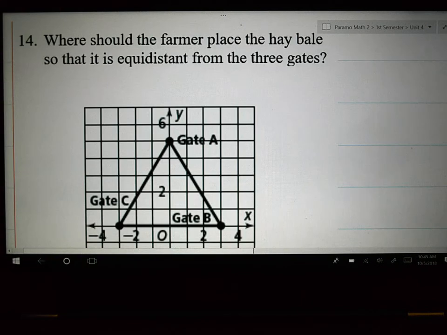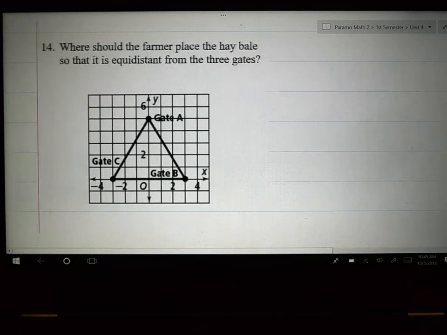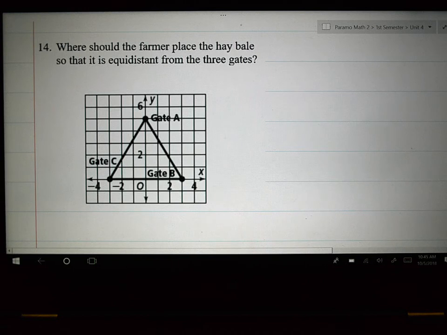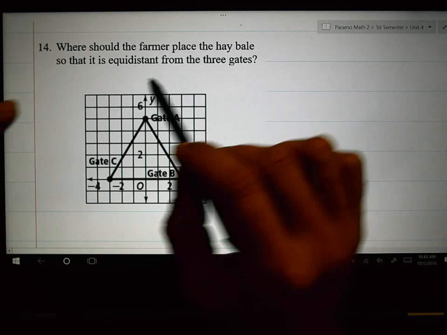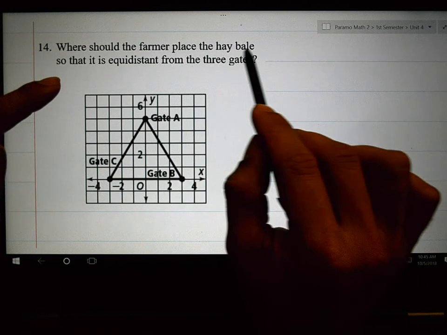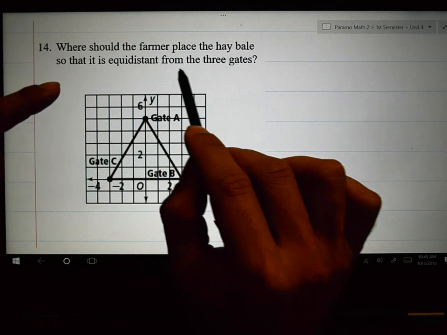So the last thing that I have for you is number 14. And number 14 says, where should the farmer place the hay bale so that it is equidistant from the 3 gates?